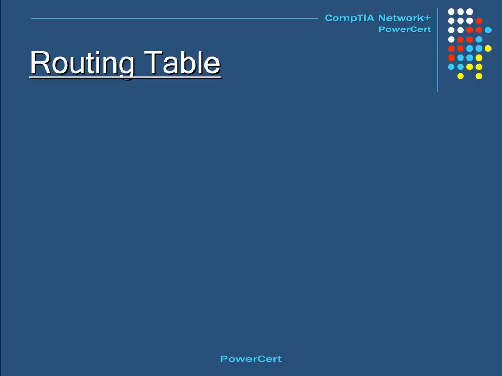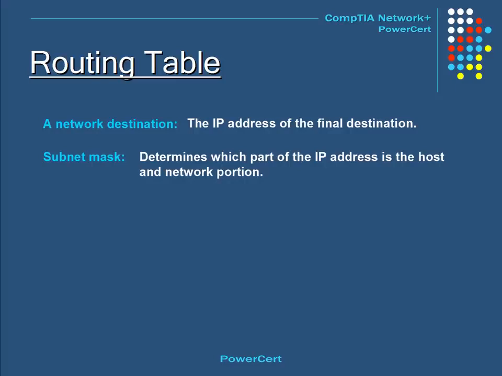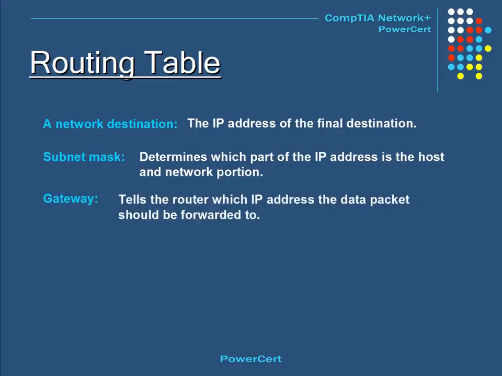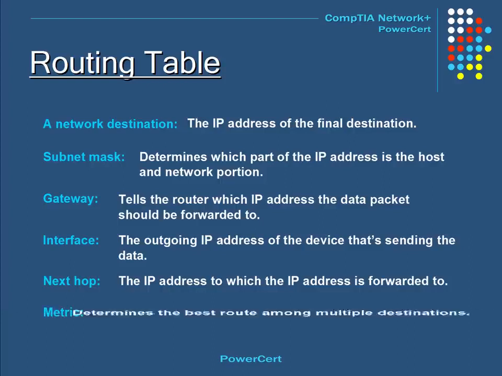A basic routing table contains a network destination, which is an IP address of the final destination; a subnet mask, which determines which part of the IP address is the host and network portion; a gateway, which tells the router which IP address the data packet should be forwarded to; the interface, which is the outgoing IP address of the device that's sending the data; next hop, which is the IP address to which the data is forwarded; and a metric, which determines the best route among multiple destinations.